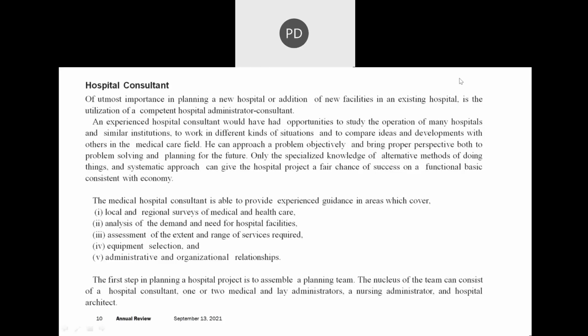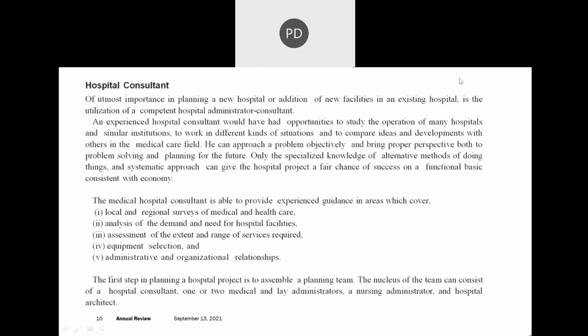Okay, analysis of the demand and need for the hospital facilities. The same thing I said, they would appear in the need assessment only. So they would define what the needs of this particular population are, right? Next, assessment of the extent and range of services required. By seeing the need, they would give us a report saying that in this area, this population mostly suffers from cancerous disease, so you should make a specialty hospital which would give care to cancer patients.